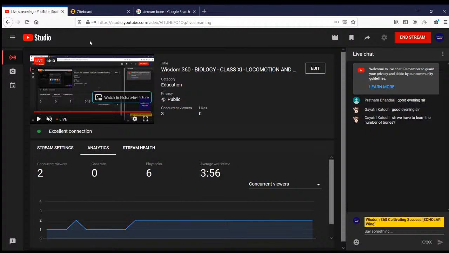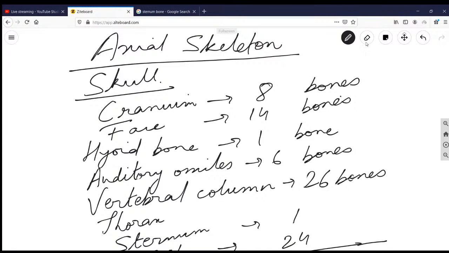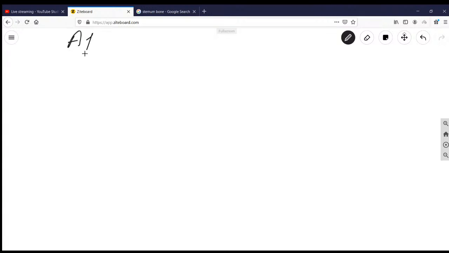So, 80 bones here. Now coming on to the appendicular skeleton.